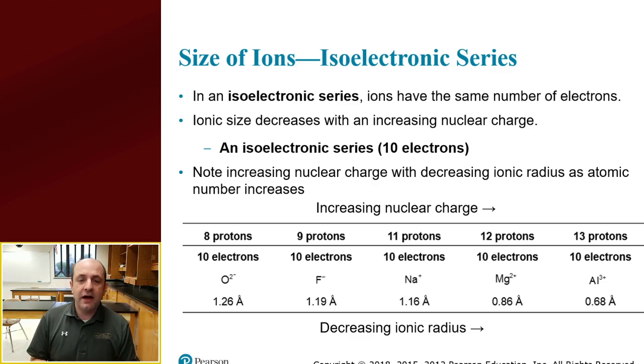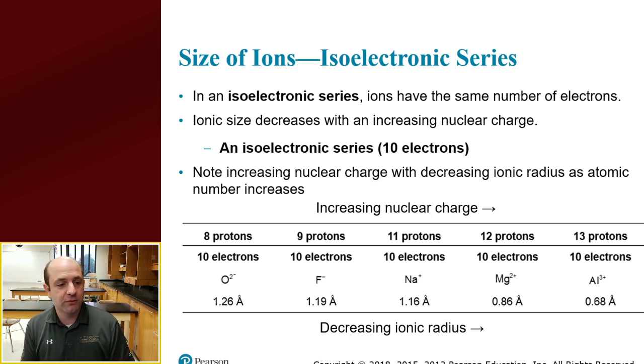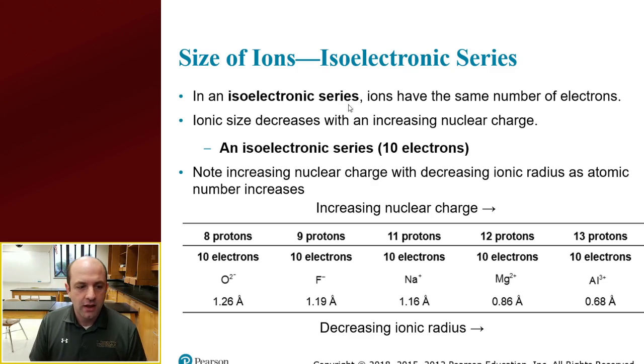All right. The other thing that will come up a lot on the test, or just my quizzes, because this is a great question, is when we have an isoelectronic series. Iso means something's the same. So isoelectronic, the same electron configuration, the same number of electrons.